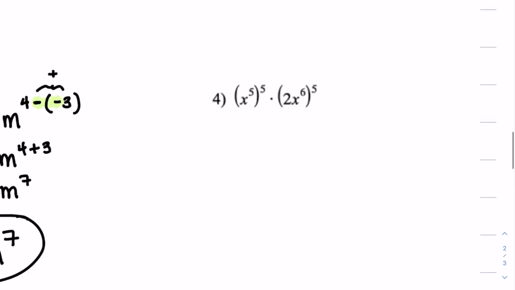We also get some that start looking a little crazy, but if you just apply the properties, it shouldn't be too bad. We see one that is power to a power. So here's power to a power. So what is the rule? Multiply these powers together. So 5 times 5 is 25. So this would be x to the 25th power.